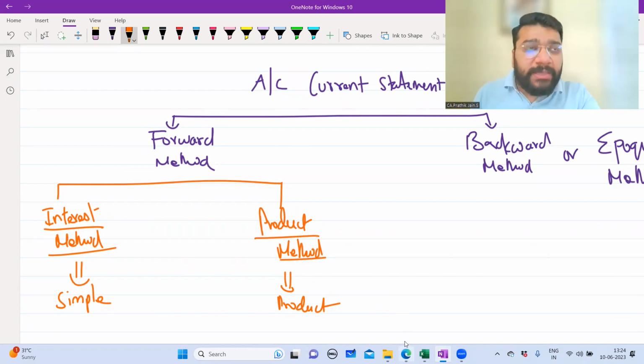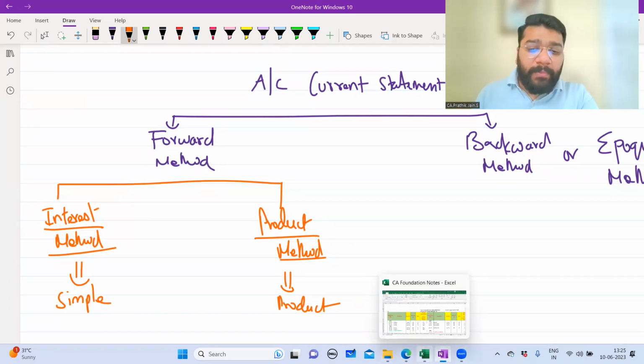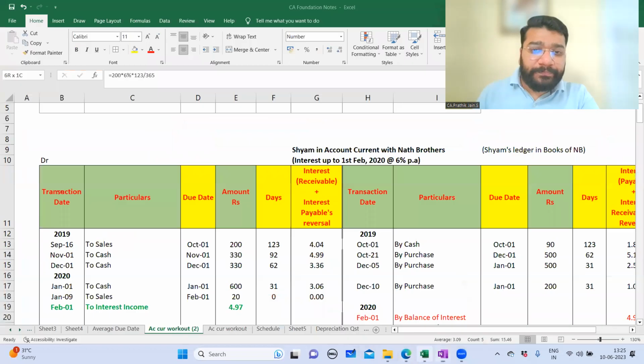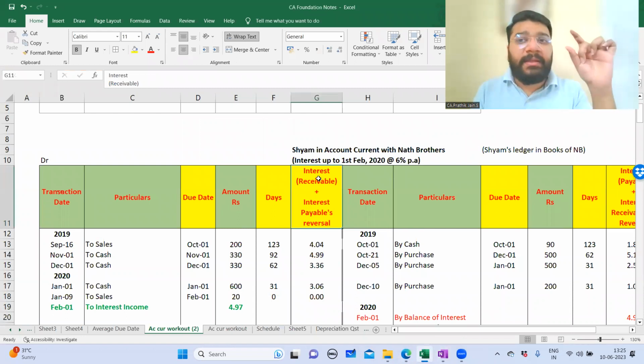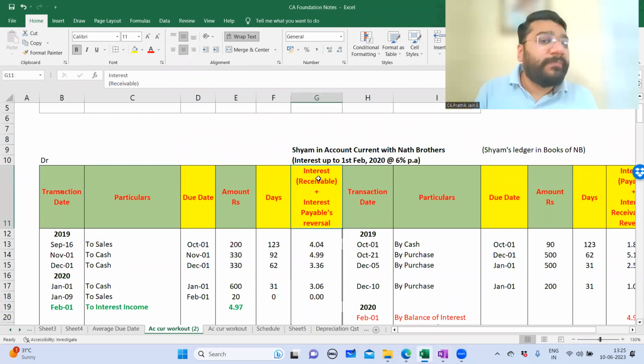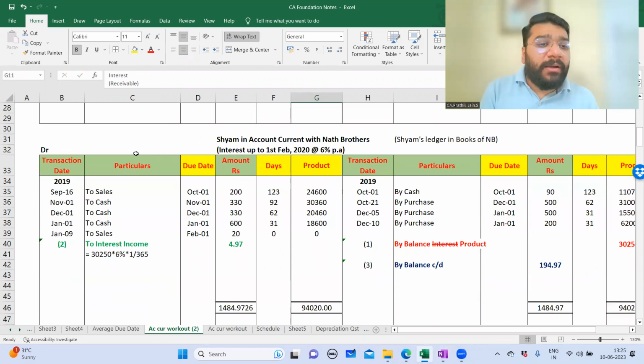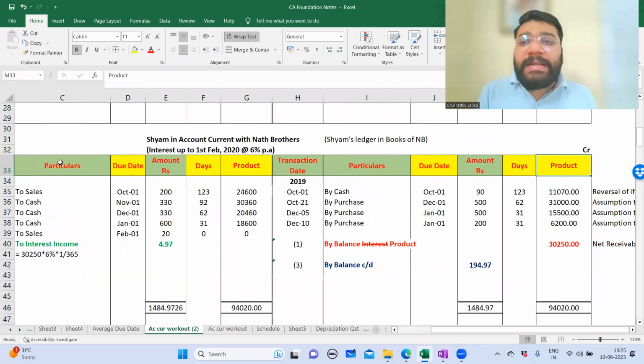So can we do the same question, guys? If you look at the ICA module second question, the same question of Sham and Nath brothers, but we are doing that in the product method. So please, all of you take the format and draw the format. Only one change. Here, instead of the interest receivable and interest payable reversal heading, you will record product. So this brings down to the second method. Wherein date, particulars, due date, amount, days, everything remains as is. Instead of interest, it will be product. Same way here also, instead of interest, it will be product. So please, let's do this.